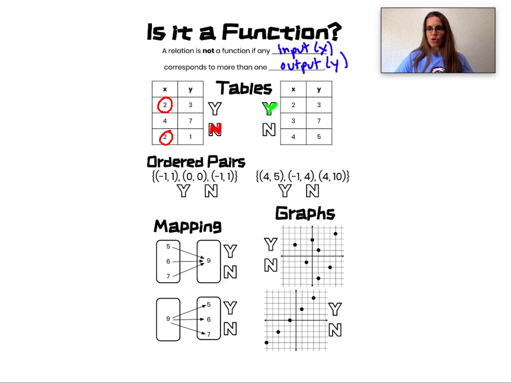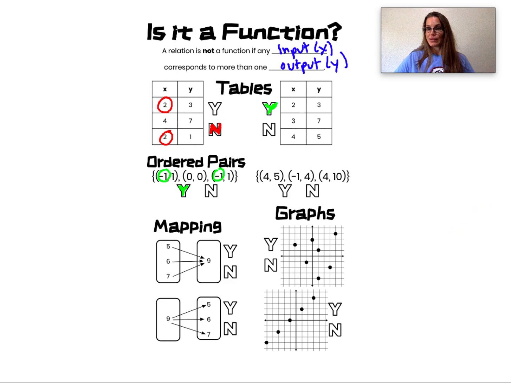Let's look at some ordered pairs. So this is every algebra teacher's favorite trick question. The input of -1 shows up twice. That would lead you to think this is a no, but let's see what the output is. Input of -1, output of 1. Input of -1, output of 1. So even though the input shows up more than once, it always is going to the same output. So an x value of -1 always is paired with a y value of 1. This is a yes, this is a function.